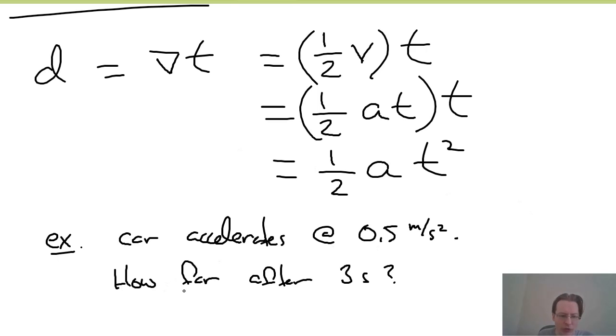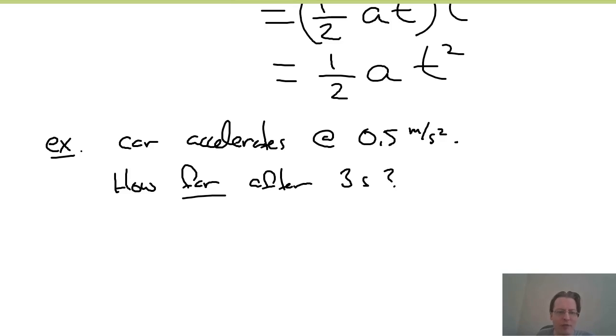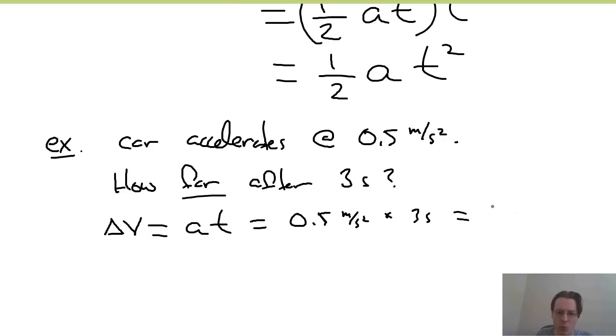Now, this is asking how far it travels, not how fast it's going. If I want to know how fast it's going, then I would just take the acceleration times time. That would just be the change in velocity is equal to a times t, and that gives me a half multiplied by the time of 3 seconds, or in other words, 1.5 meters per second. Okay, that's not how far it's gone. That's just how fast it's going after 3 seconds.